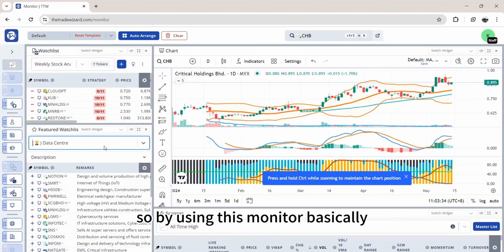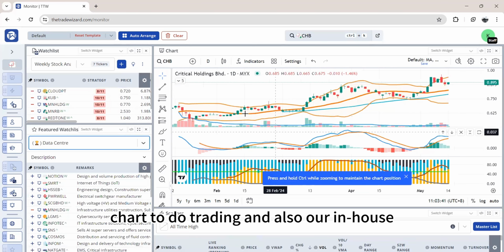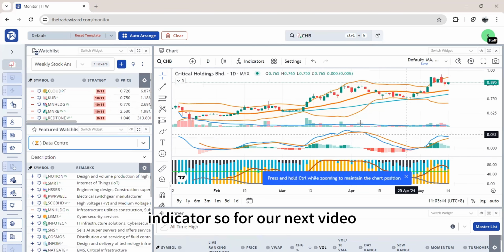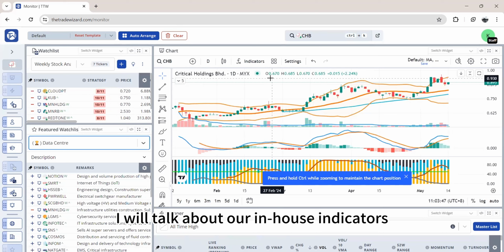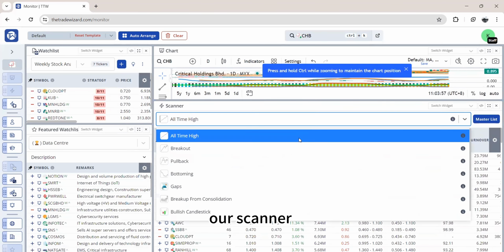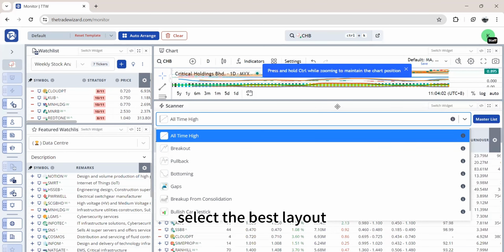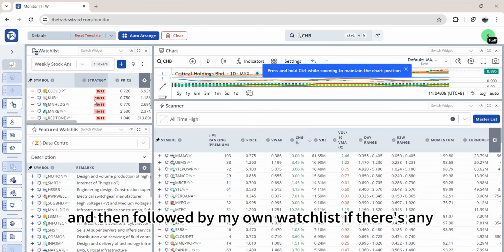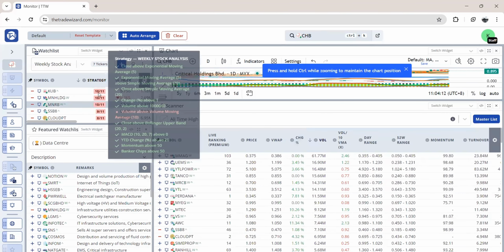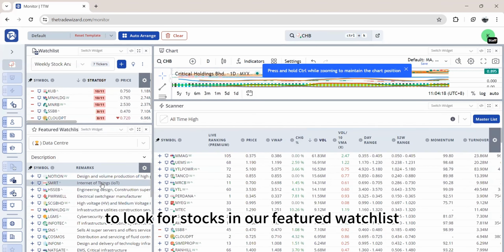So by using this monitor, basically, this is how I do trading. I will use charts to do trading and also our in-house indicator. For our next video, I will talk about our in-house indicator: how do I set them and how do I use them? Of course, I will use charts to trade, and then I will look for trading ideas using our scanner, all of our strategies under our scanner, like all-time high, breakout, pullback, select the best layout, and do the sorting using volume, followed by my own watch list. If there's any, I will sort them using strategy to find the best high potential stocks, and lastly, to look for stocks in our feature watch list.